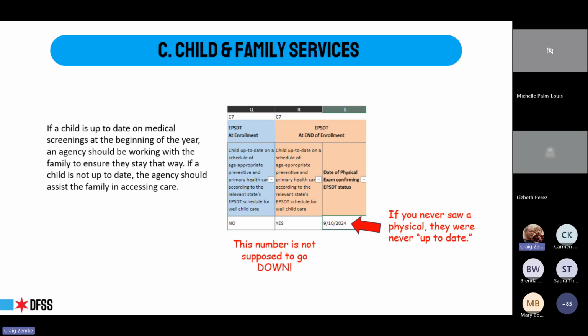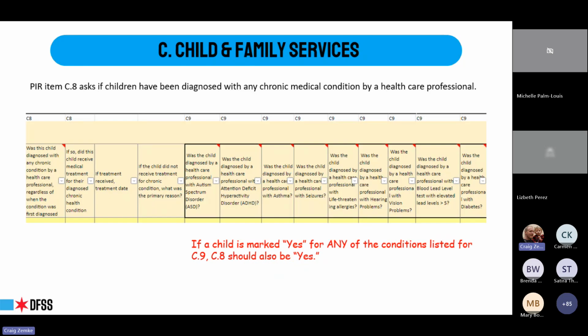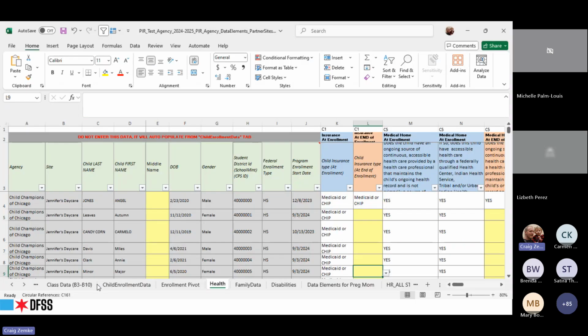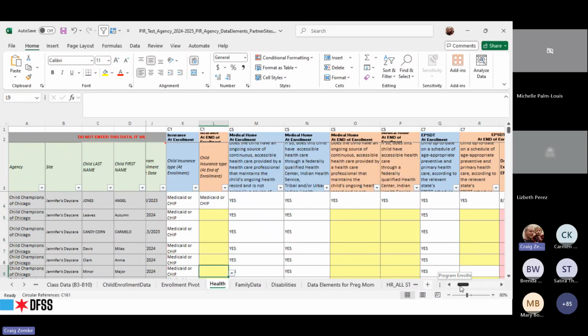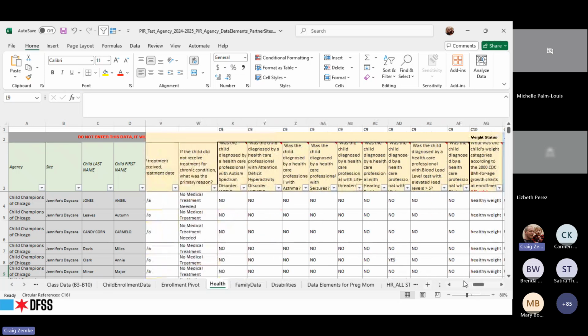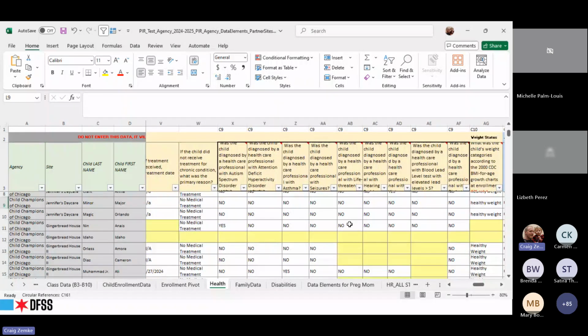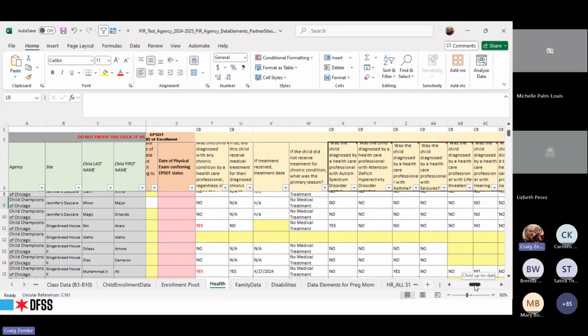Okay, so another thing that PIR asks is if children have been diagnosed with a chronic medical condition by a healthcare professional. And then it lists some. So the list is not exhaustive, right? It's got a number of possible conditions here, and most of these are saying no. All right, and you can see again we've got some missing data here that needs to be filled in.